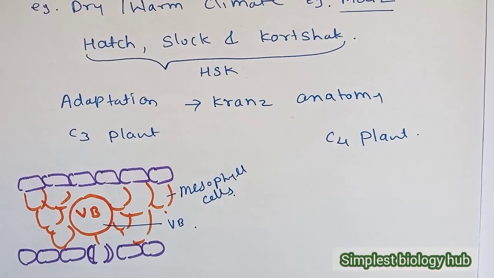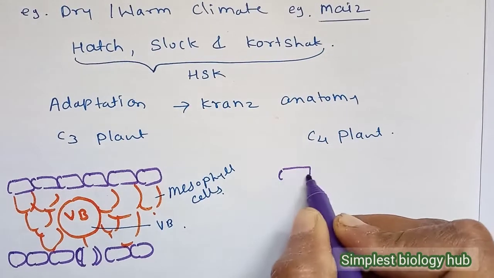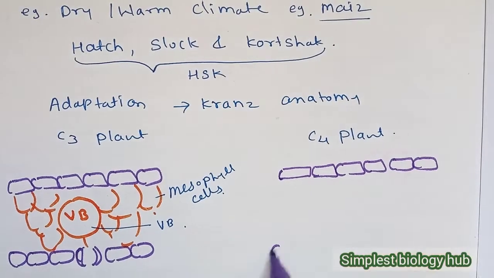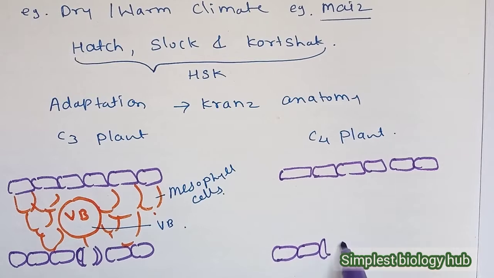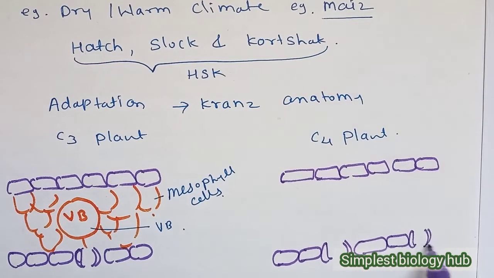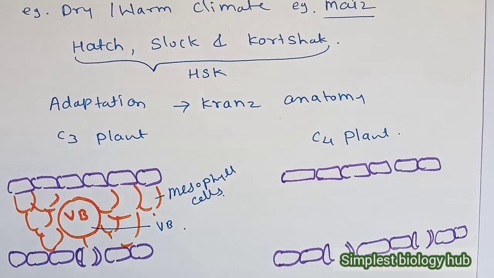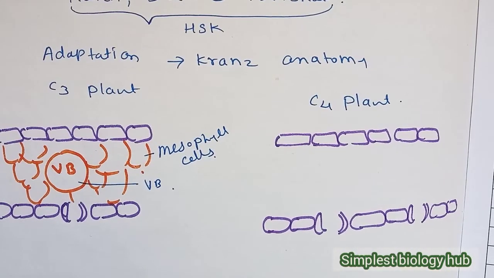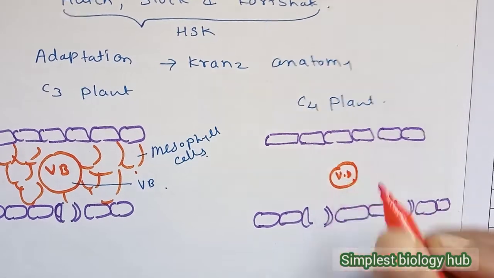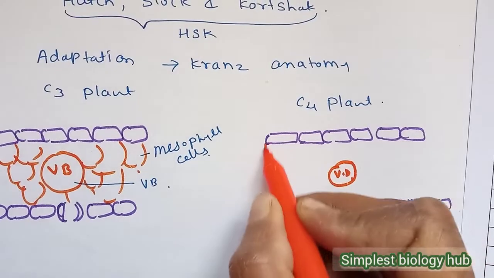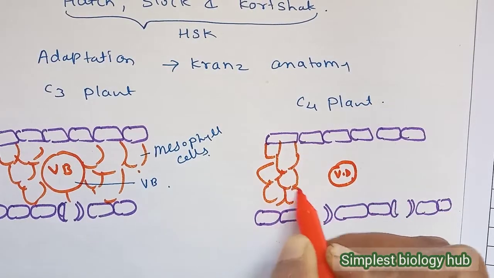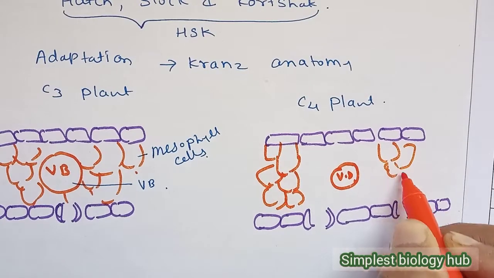But in the case of C4 plants, there is the upper epidermis and the lower epidermis. In the case of monocots, the stomata are present on both epidermises, and in the case of dicots, the stomata are present only on the lower epidermis. A centrally located vascular bundle is there, and a number of mesophyll cells which have a lot of air cavities are present, or we call them a lot of intercellular gaps.